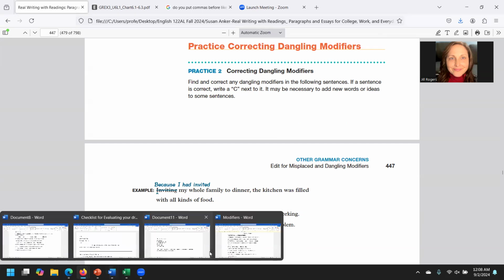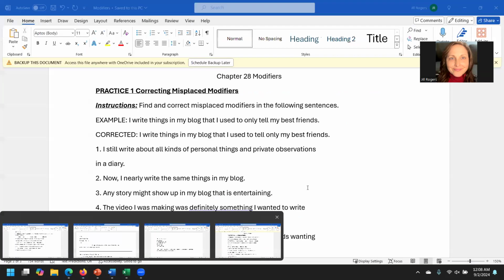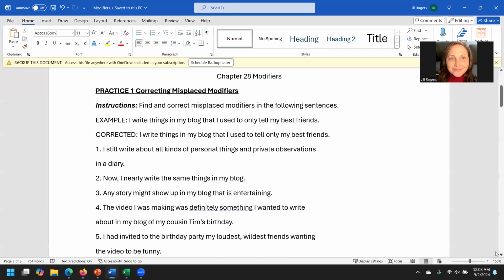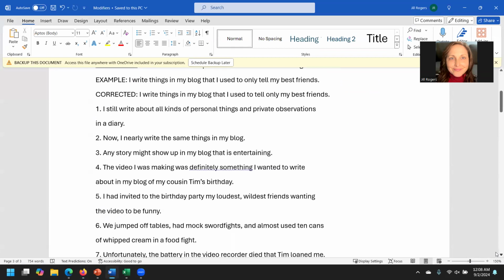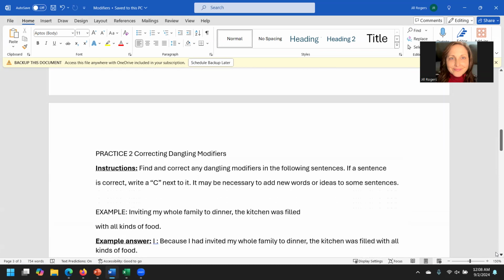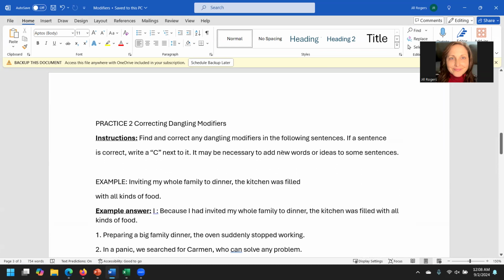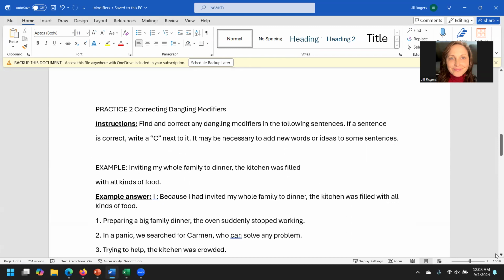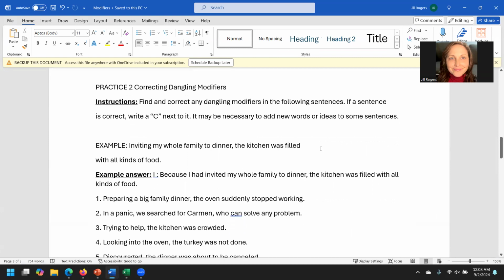So on your practice 2 here, find and correct any dangling modifiers in the following sentences. So if it's correct, write a C next to it, okay? Now, also, it may be necessary to add words or new ideas. So don't worry if you change them a lot. Just make sure that you have clear things that they're modifying.